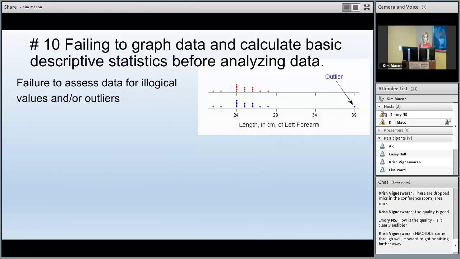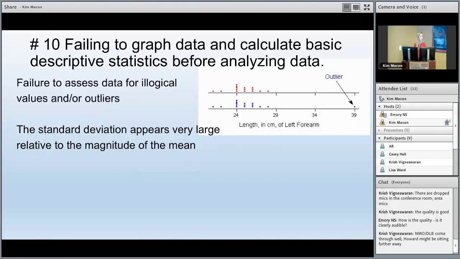What happens, and I actually just finished reviewing a paper a couple days ago, is that they had this outlier in their data, and they went back and forth between, should we include the outlier, should we not include the outlier? Well, at the end of the day, if it's a real value, then you probably should be including it. You can't just throw out data because it seems extreme. So one of the things that can tell you there are outliers in your data is that your standard deviation appears very, very large relative to the magnitude of your mean.